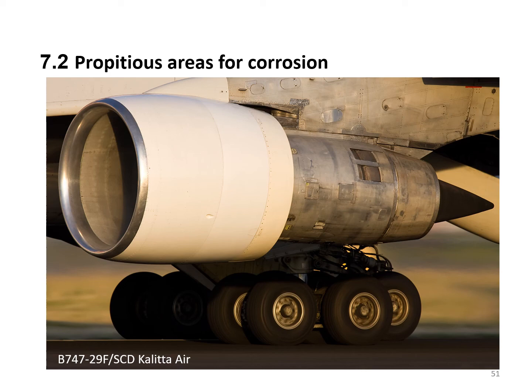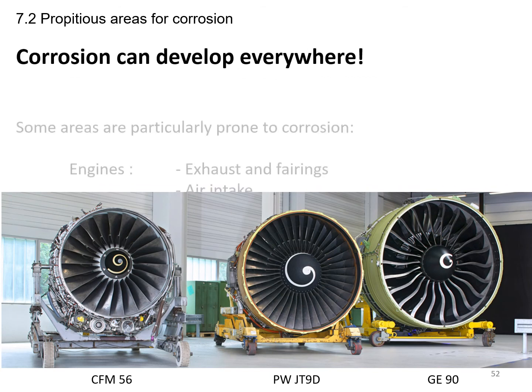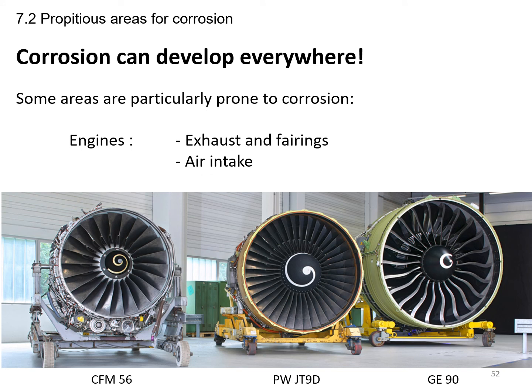7.2 Propitious areas for corrosion. Corrosion can develop anywhere. Some areas are particularly prone to corrosion, for example, on engines, exhausts, and fairings. Exhausts because of the corrosive soot that comes out of the engine, fairings because they are in contact with that, air intakes because any contaminants can remove the protective layer on the engine intake.